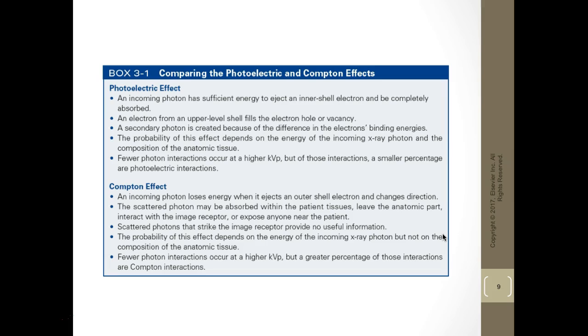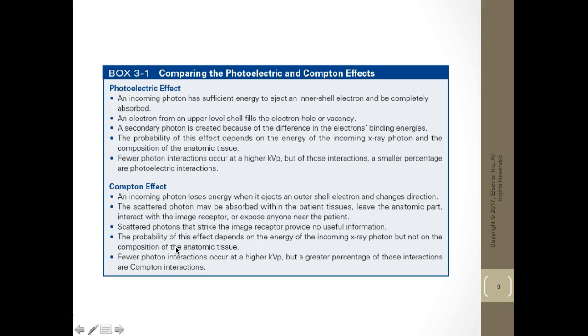So with Compton, an incoming photon loses energy when it ejects an outer shell electron and changes direction. The scattered photon may be absorbed within the patient tissues, leaving the anatomical part intact with the image receptor, or expose anybody near the patient. So this is what we call the dose that we get. So Compton is the dose that is the occupational dose.